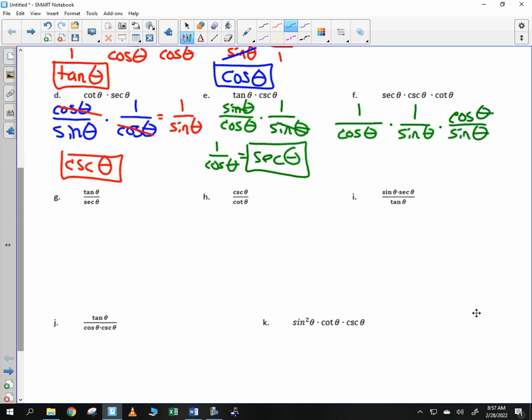Excellent. True or false? Everything cancels out. False. What cancels? Cosines cancel. So you have 1 on the top, and what do you have on the bottom? Sine squared. Sine times sine is sine squared. The way we write that is sine squared of theta.